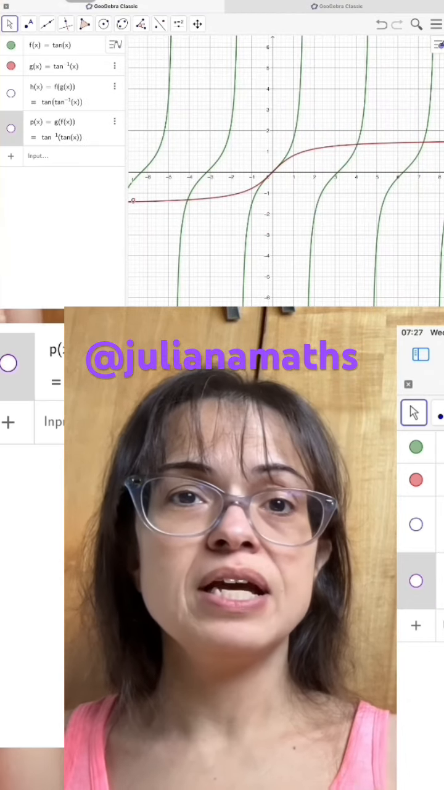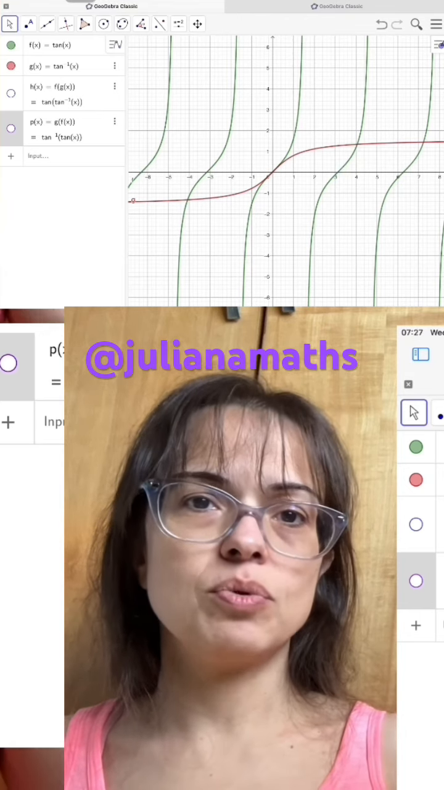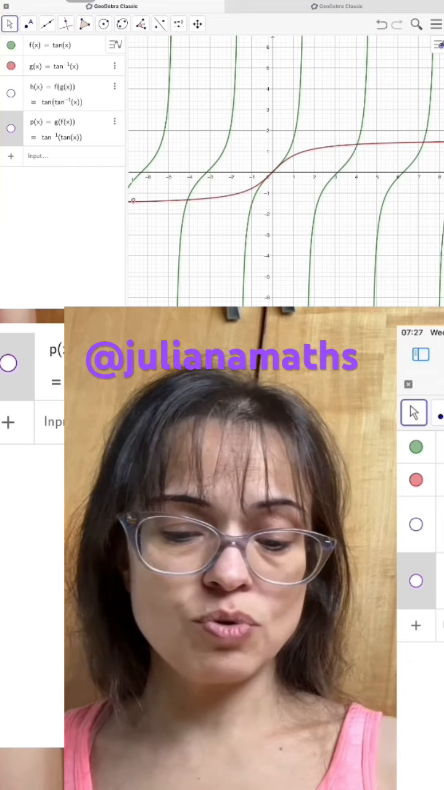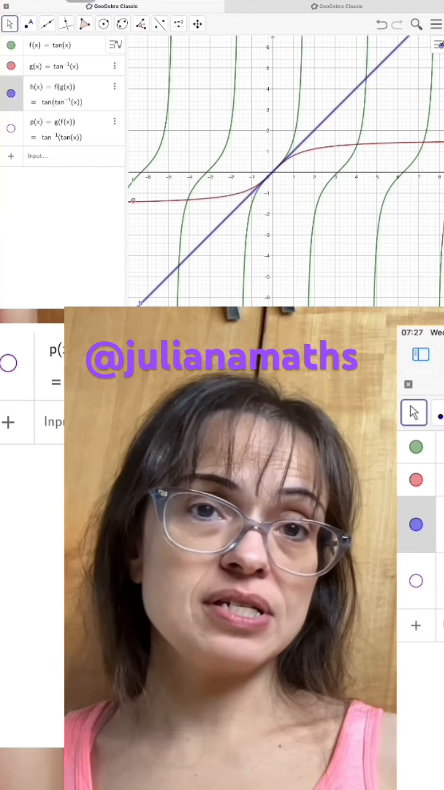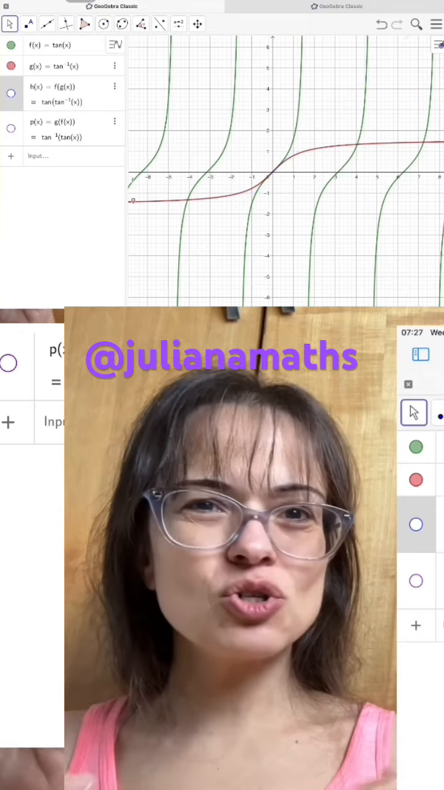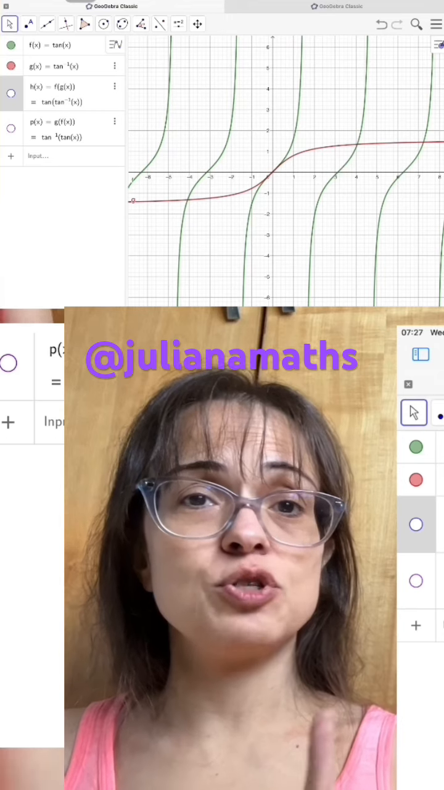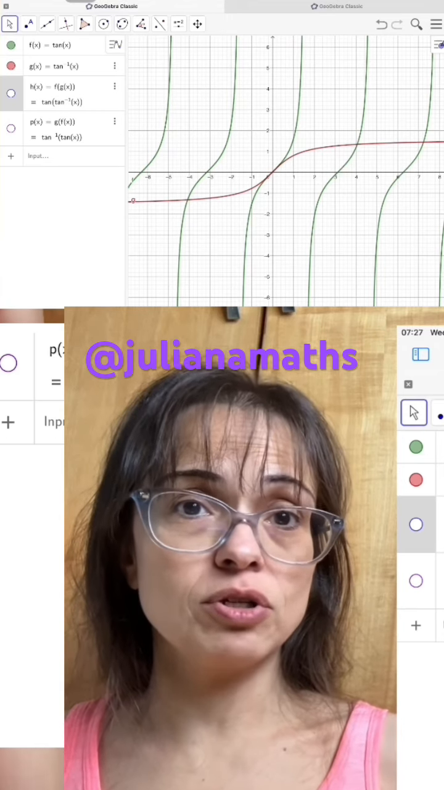So when we put it as the inside function, I expect to see the y equals x line with no domain restriction. But when I put the tangent inside, it's going to be a little different because the domain of tangent does go all the way from -infinity to infinity, but it has all of these points along the way that are not included in the domain.